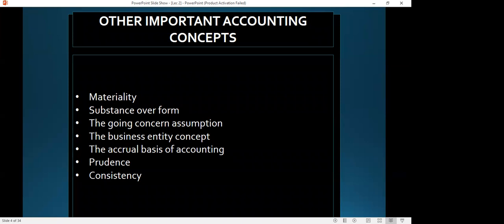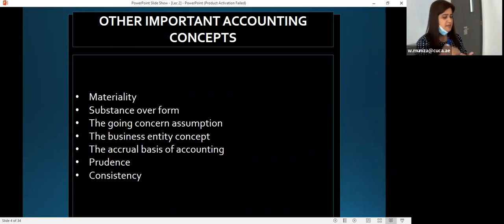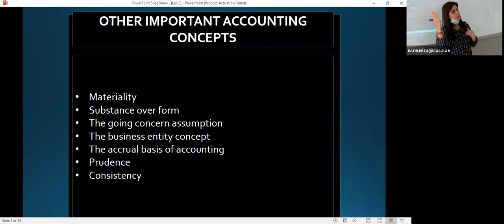Yes, ma'am. Okay, so economic substance will have priority over the legal form. The third one, the going concern assumption. Students, going concern in financial accounting means for a period of more than 12 months. Whenever the financial statements are prepared, whenever the business transactions are written, it is assumed that the business will be running for a period of more than 12 months.